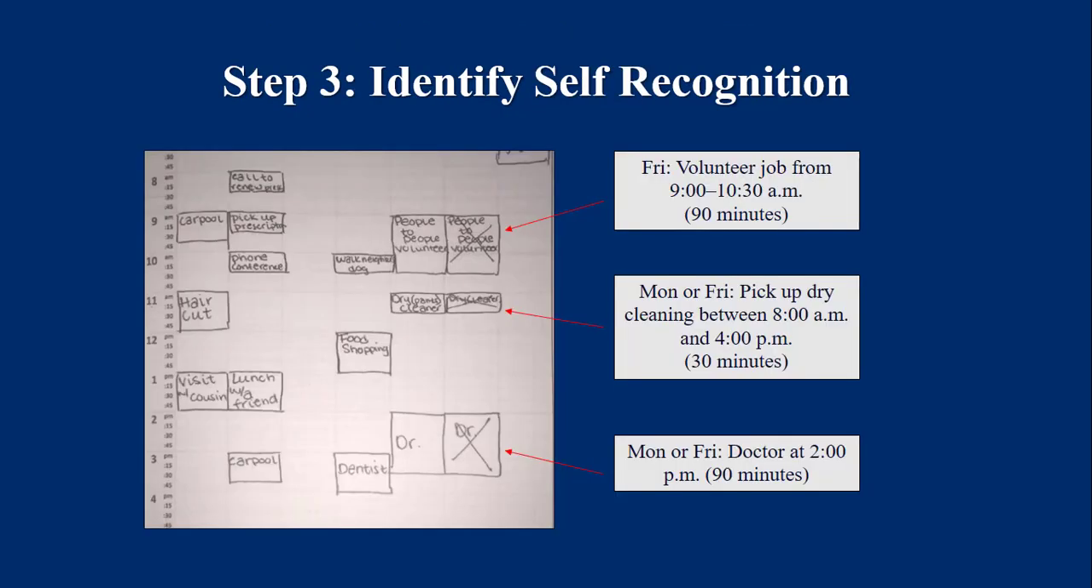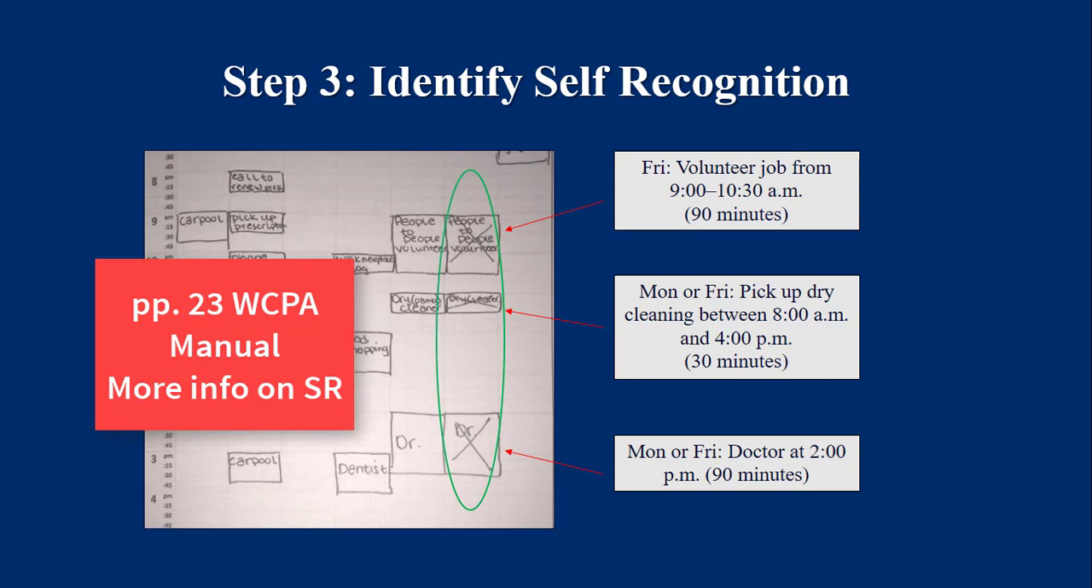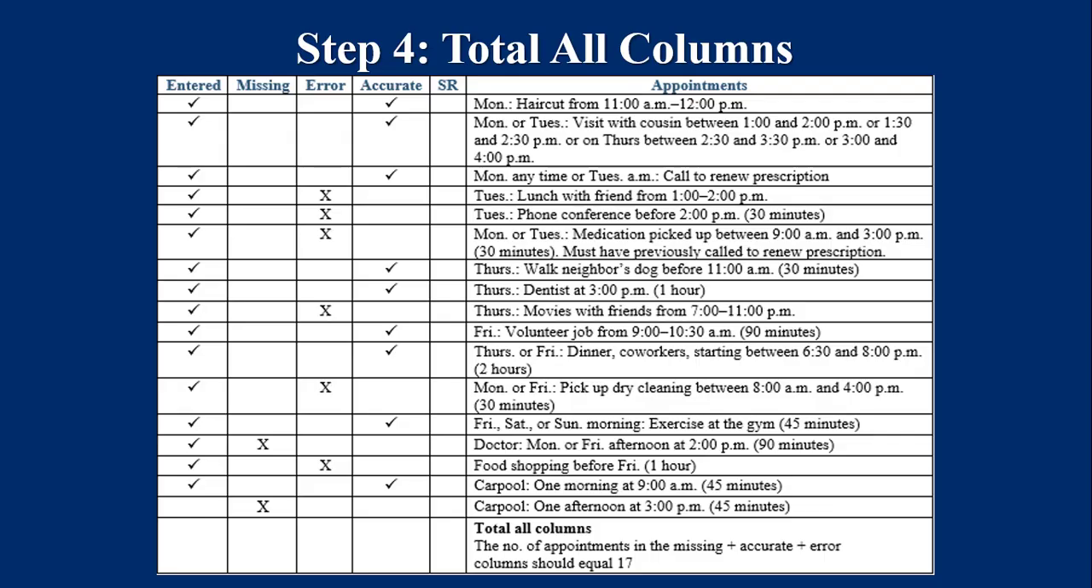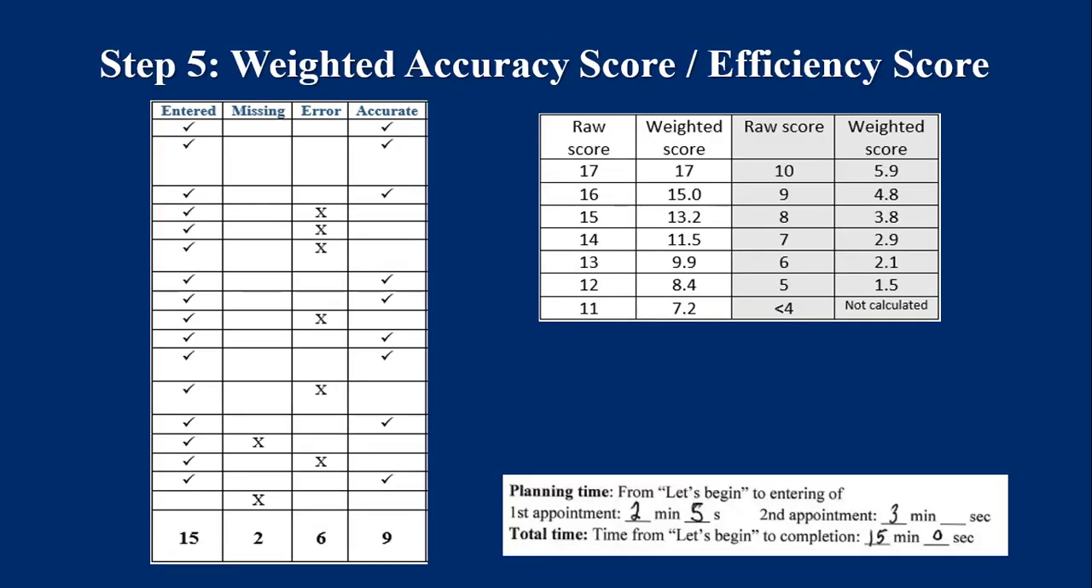Step 3 involves reviewing and recording the client's self-recognition of errors as observed during task performance and during the after-task interview. This is indicated by placing a check mark in the SR column. In this example, the client crossed out the appointments after placing on the wrong day. Step 4 involves totaling all columns. As demonstrated in the example, tally the entered, missing, error, accurate, and SR columns and enter the totals in the corresponding box. Step 5 involves calculation of the weighted accuracy and efficiency scores to examine the speed-accuracy trade-off.